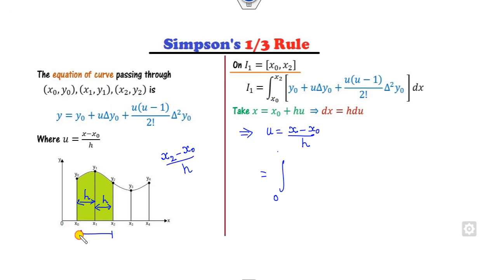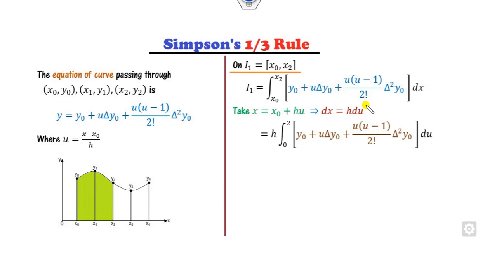So what is the difference between x2 minus x0? This is my 2h over h, so this is my 2. I can substitute this value: dx is my h du, and this h is outside. Now we have to integrate with respect to u. So what is the integration of this y0 with respect to u?